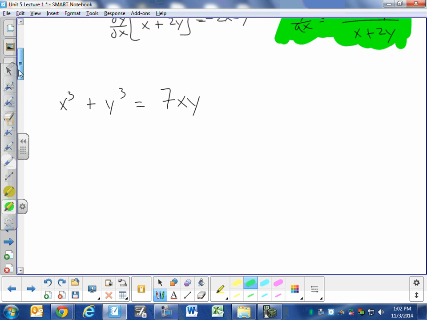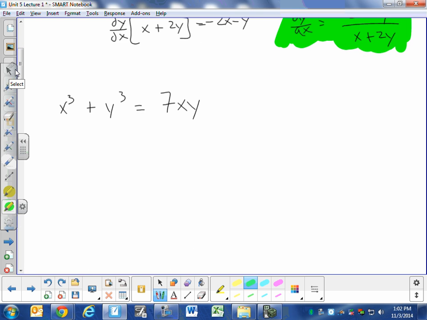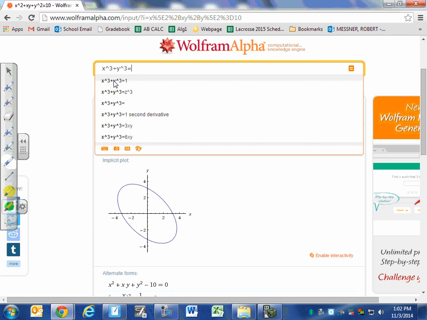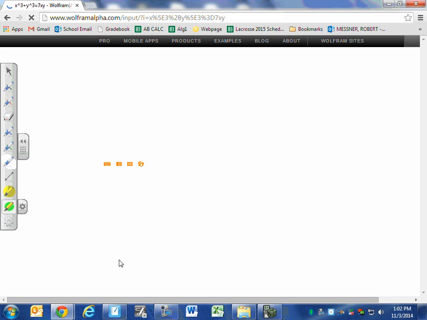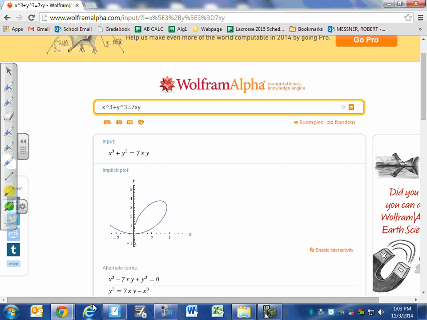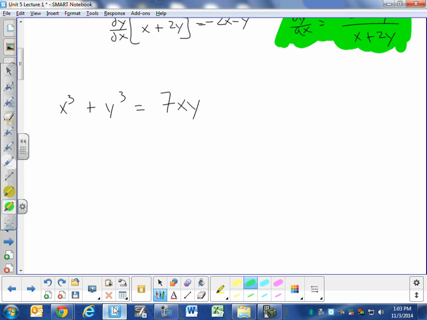Okay, now we will have x's and y's on both sides of the equation. I believe this is some sort of curly Q. x cubed plus y cubed is equal to 7xy. Yeah, looks like that. So we can find the slopes of the tangents of that type of curve.